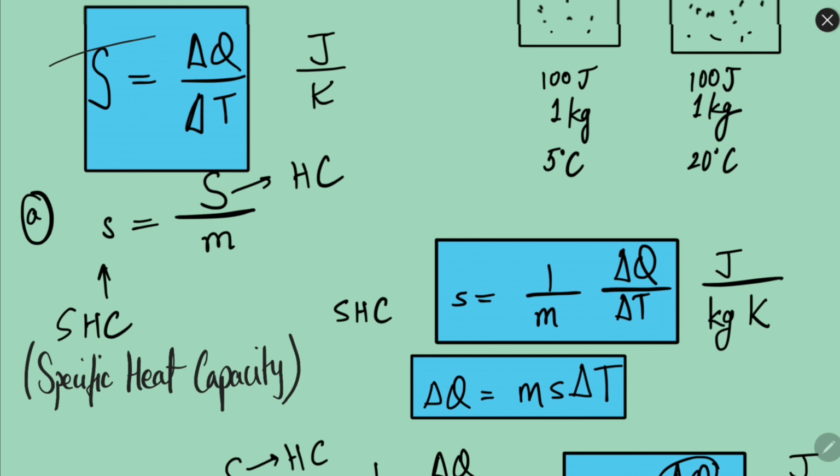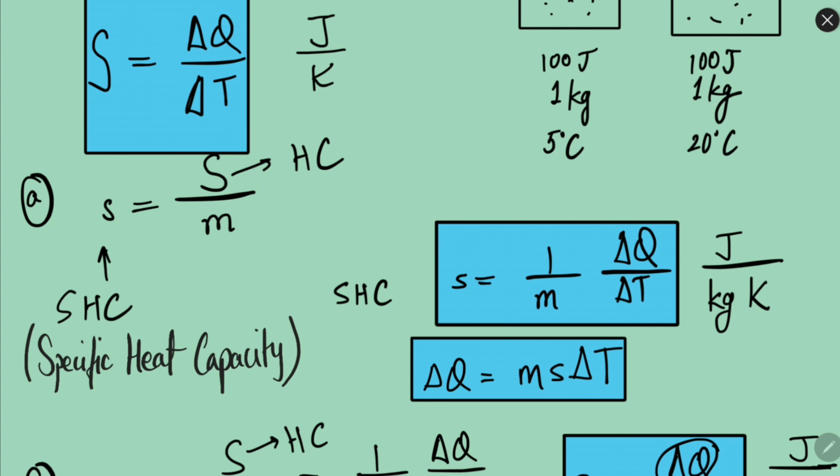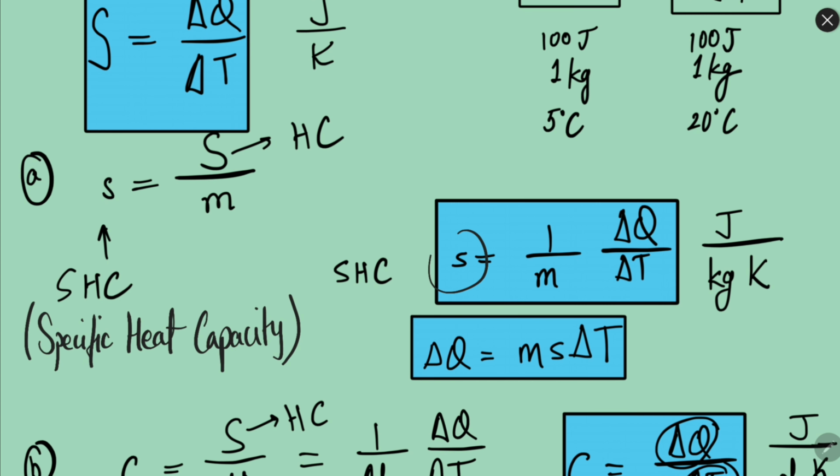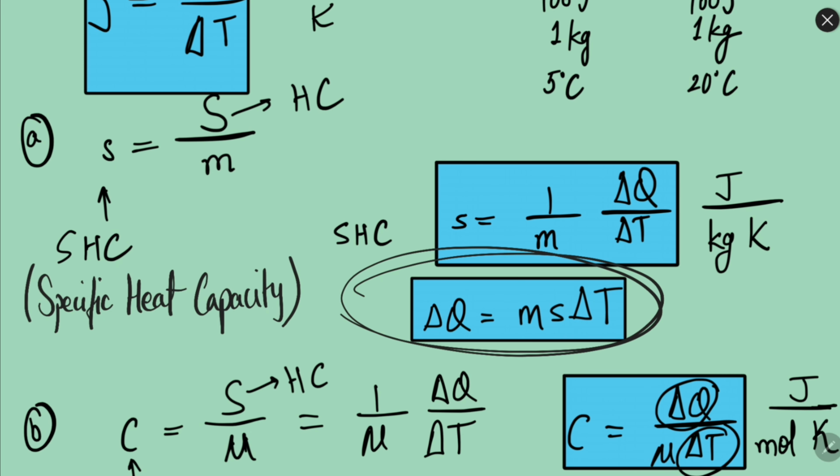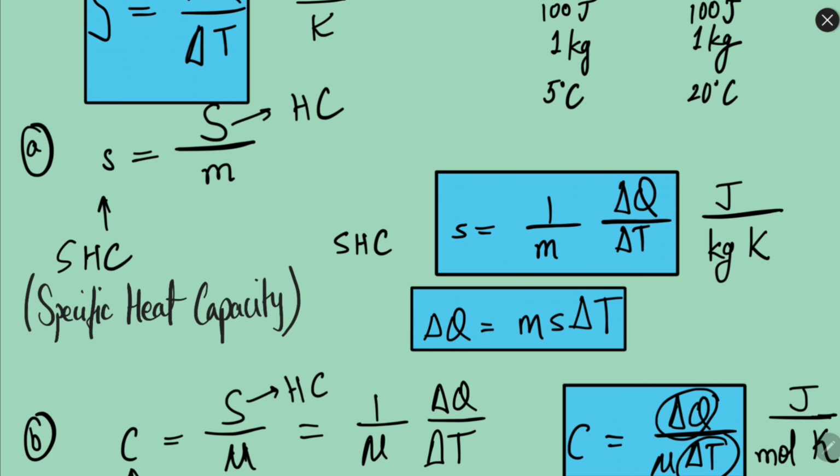We know that heat capacity is heat upon temperature, so it will be 1 over m into del q over del t. The unit of specific heat constant will be joule per kilogram per Kelvin. From here del q will be m s del t. This is the main formula. The amount of heat needed to supply is equal to the mass, the change in the temperature and the specific heat constant. So it's quite simple.